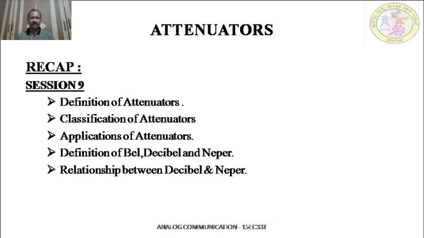Next, you are going to define what is bell, what is decibel, and what is Neper. Normally in an attenuator, you measure attenuation in any one of these forms: in bell, in decibel, or in Neper. Bell is defined as the common logarithm of attenuation. We can write the equation: bell is equal to log base 10 N, where N is attenuation.